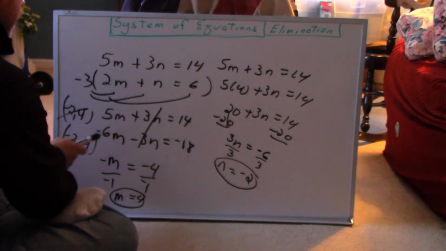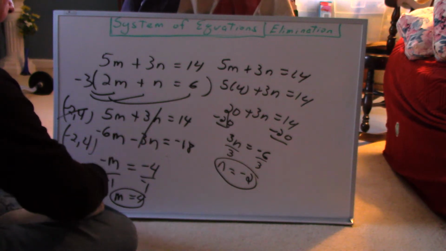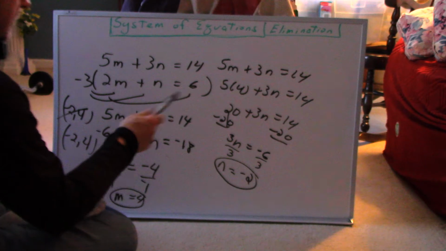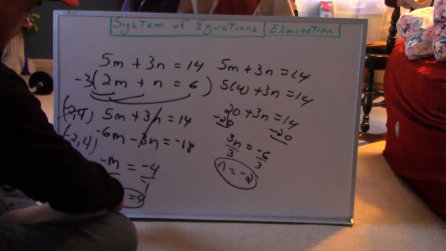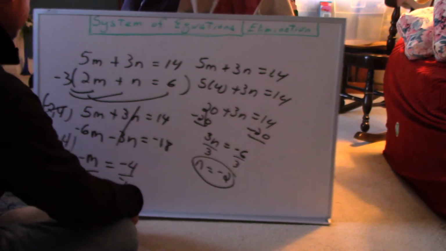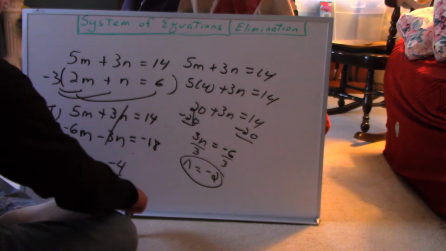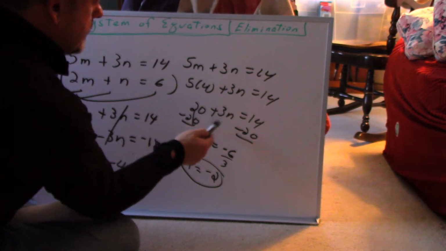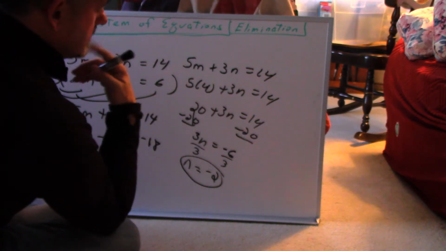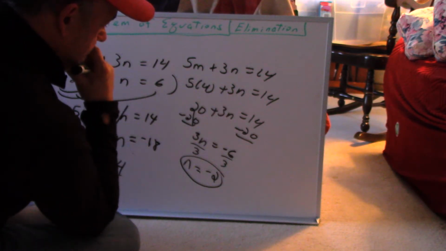So let's say I multiplied this, and I got negative 6m. I got negative 3n, negative 18. I got rid of that. That would be negative 1m. And negative 18 and 14 is negative 4. Negative 1, got rid of that. Negative becomes positive 4. Okay, good. Then over here, positive 4. That's 20 plus 3n equals 14, and then I did minus 20. 14 minus 20 is negative 6, and that's n equals negative 2.